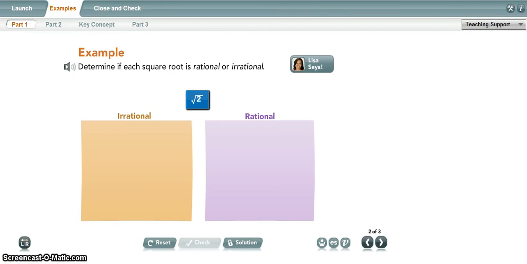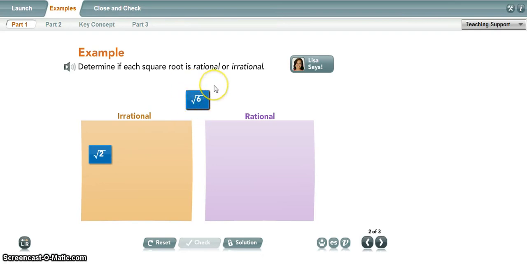Okay, let's go ahead and take a look at some examples together. We want to determine if each square root is rational or irrational. Alright, so we have the square root of 2. The square root of 2, is there a number you can multiply by itself to get 2? If you say yes, then this would be rational. If you say no, then it would be irrational. Hopefully you're thinking it's irrational.